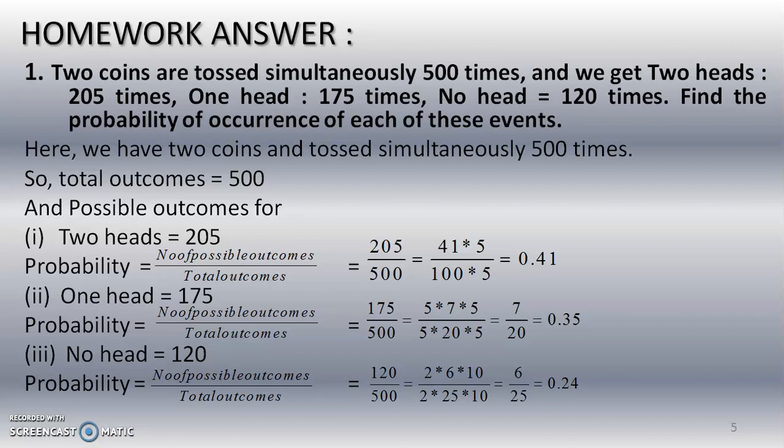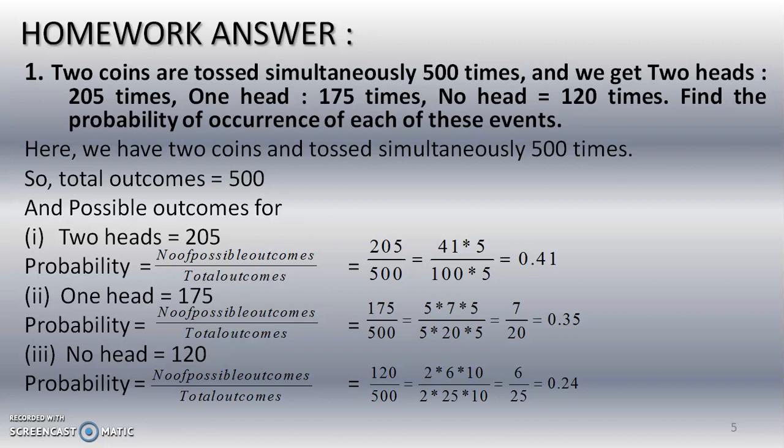Now third, for no head equals 120. And here also number of possible outcomes divided by total outcomes, which is probability equals 120 divided by 500. So 0 first of all cut, otherwise you can directly do it like 2 into 6 into 10 divided by 2 into 25 into 10. So 2, 10 cut. So 6 divided by 25 equals 0.24.